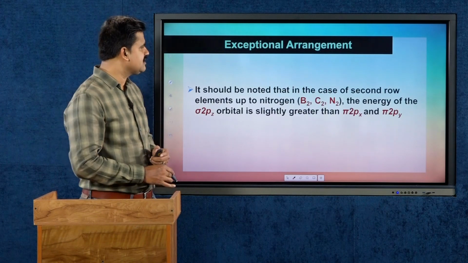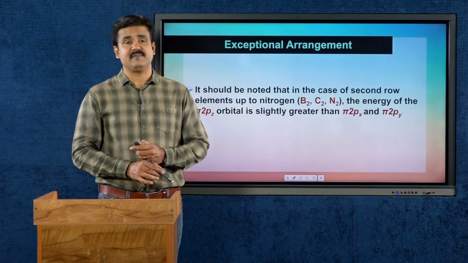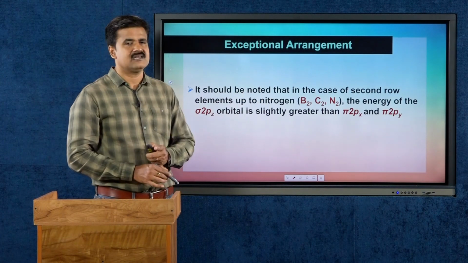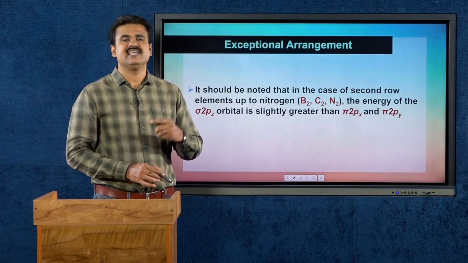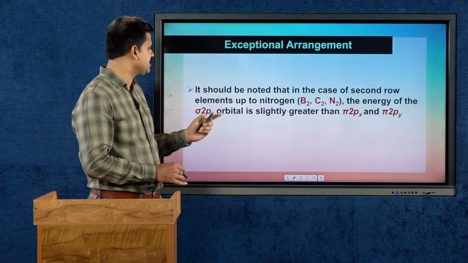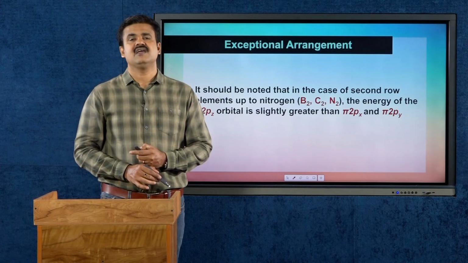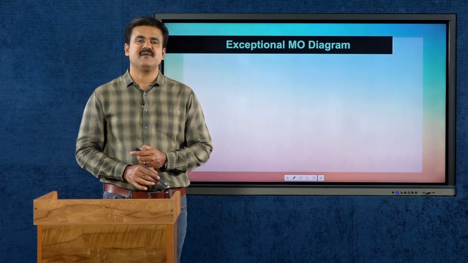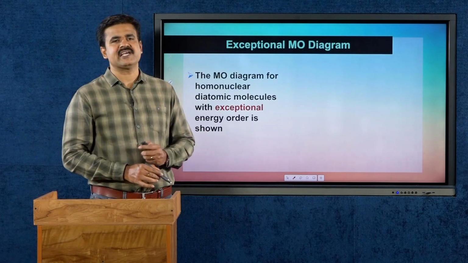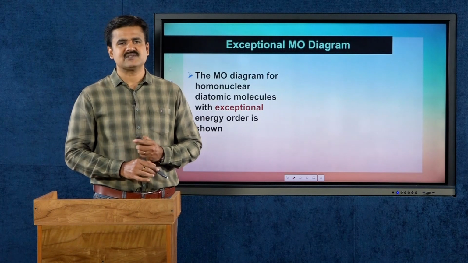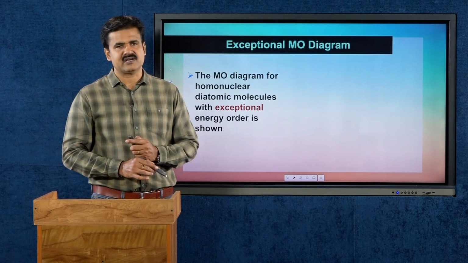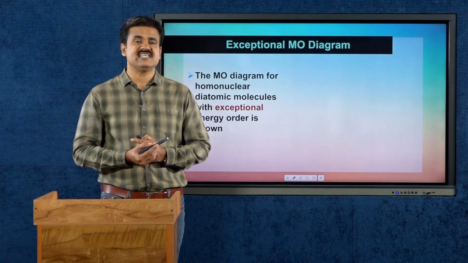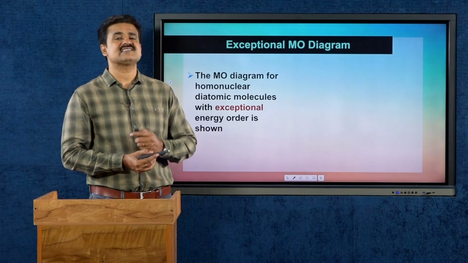It should be noted that in the case of second row elements, elements of the second period up to nitrogen, that is boron, carbon, nitrogen, in the diatomic case, the energy of the sigma 2pz orbital is slightly greater than pi 2px and pi 2py. This creates an exceptional MO diagram. So, the MO diagram for homonuclear diatomic molecules with exceptional energy order. What is the exceptional energy order? The energy of the sigma 2pz is slightly higher than pi 2px and pi 2py.